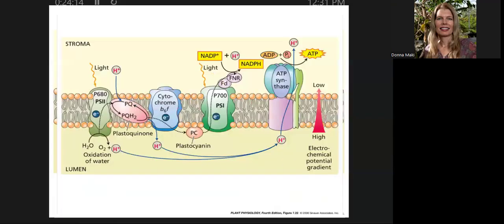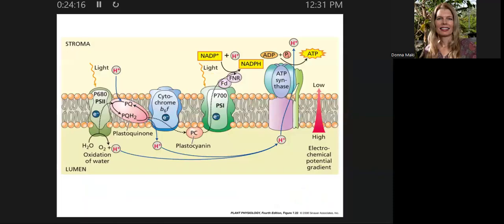So basically, it's taking the plastoquinone to the cytochrome b6f, plastocyanin, photosystem 1, ferredoxin, and then it comes back. And it just keeps going round and round. As you see, when you do that, you get proton pumping across the membrane. It's a pretty slick way to ramp up the ATP.